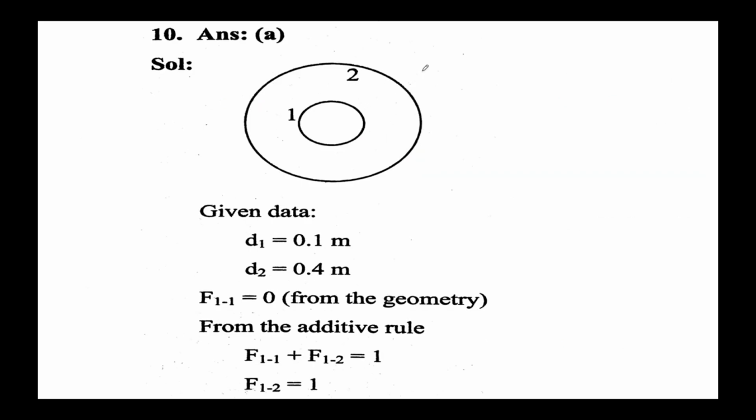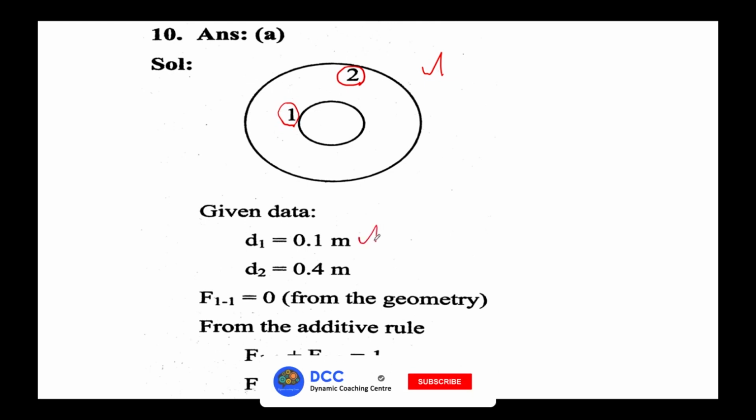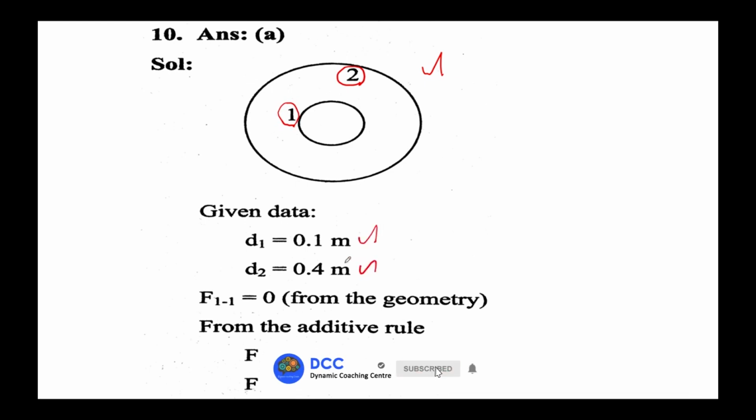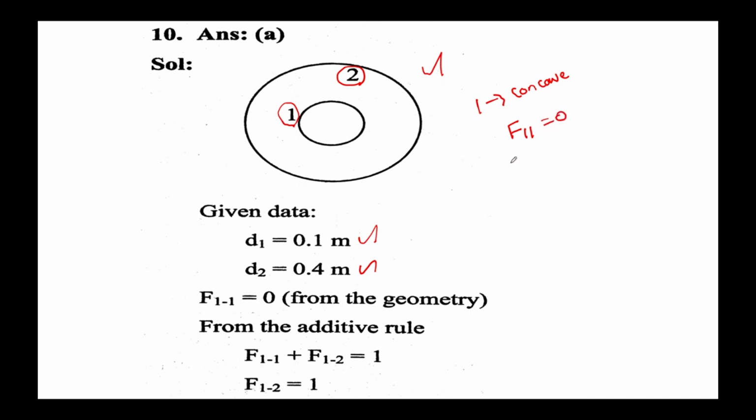So as I said, first try to convert the given question into a diagrammatic representation. This is the first sphere and this is the outer sphere which is numbered as 2, and these are the two diameter values given as data, D1 and D2. D1 measures 0.1 meter and D2 is 0.4 meter, and right from the diagram we can easily say that since the first surface is convex, the fraction of heat leaving from the first surface and falling on the same surface will be equal to 0, right?